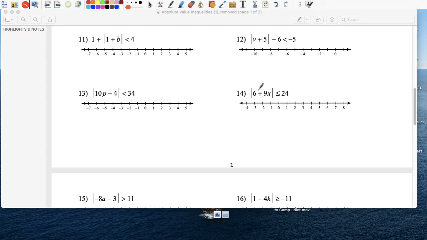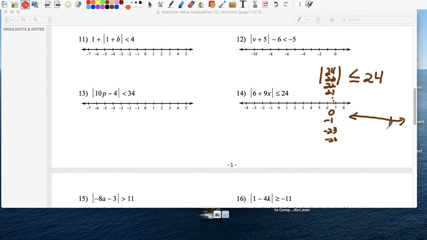There's no adding or multiplying or dividing both sides by anything. It's the absolute value of something is less than or equal to 24. What numbers fit in here? 24 works, 23 works, 22 works, 21 works, and so on. 0 works, negative 1 works, continuing to negative 23, and negative 20 works. So any number, let me try that in another way.